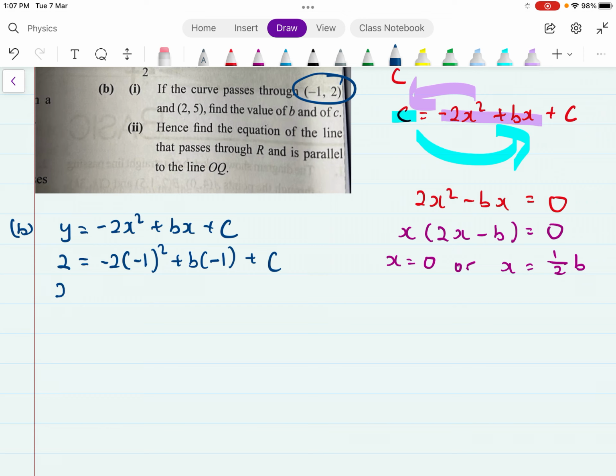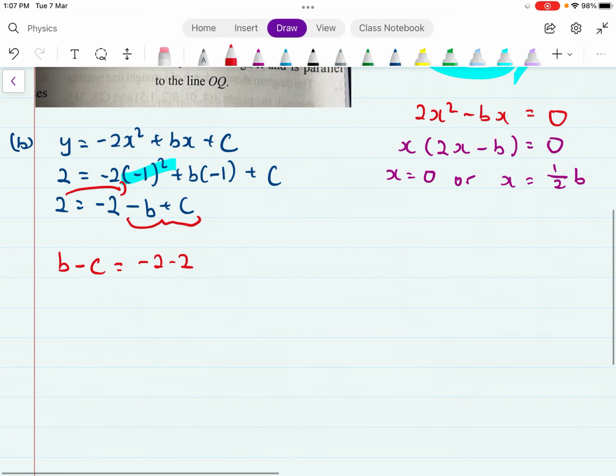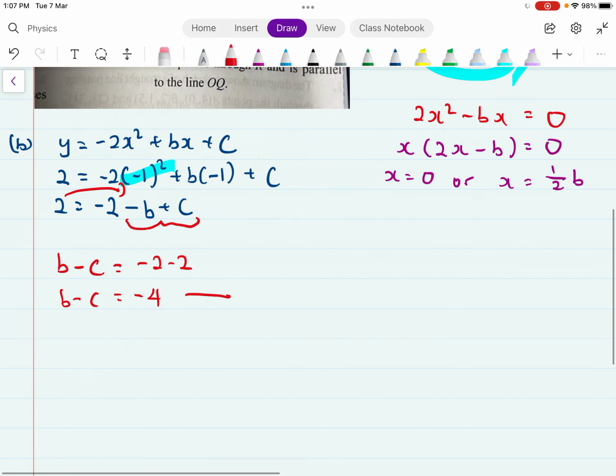Okay, so next, continue on. So this is negative 2 minus b plus c. Before I move on, just make sure that you know negative 1, bracket whole thing squared, is positive 1. Then negative 2 times 1 is negative 2. So after that, you simply manipulate a bit, right? These two things you bring to the left hand side. So b minus c equal to, this one you move to the right hand side, negative 2 minus 2, minus 4. So what you get is b minus c equal to minus 4, which is the first equation.